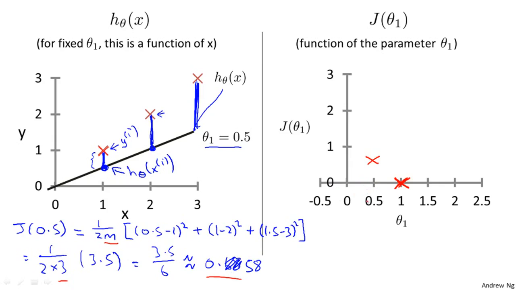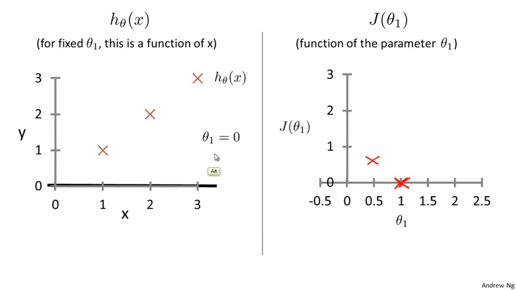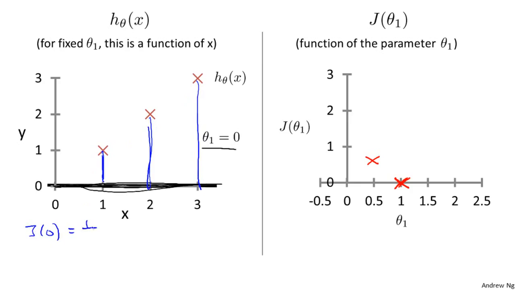Now, let's do one more. How about if theta 1 is equal to 0? What is J of 0 equal to? It turns out that if theta 1 is equal to 0, then h of x is just equal to this flat line, right? It just goes horizontally like this. And so measuring the errors, we have that J of 0 is equal to 1 over 2m times 1 squared plus 2 squared plus 3 squared, which is 1/6 times 14, which is about 2.3. So let's go ahead and plot that as well. We end up with a value around 2.3.